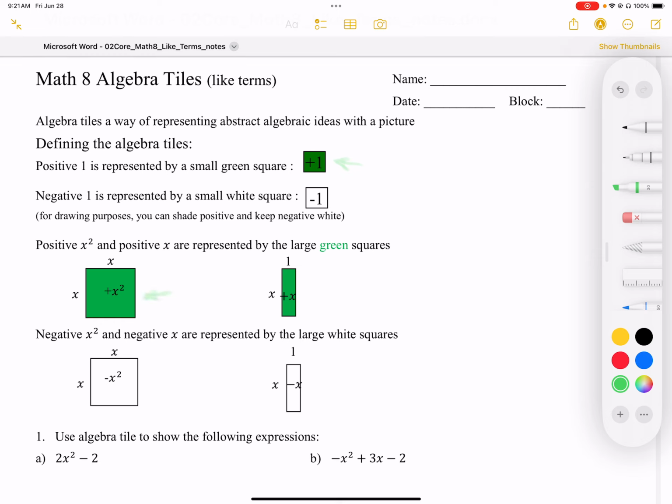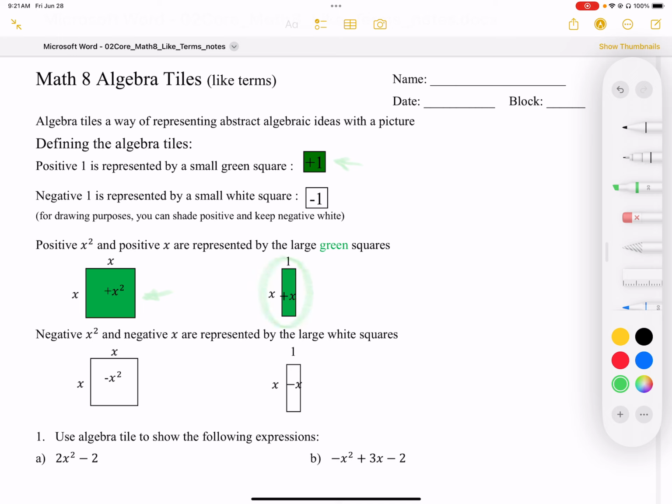The bigger square tiles are x squared tiles. When we talk about the x squared tiles, we're talking about the area x squared. They also have an edge length of x, but the area is x squared, and we call this an x squared tile because of its area.